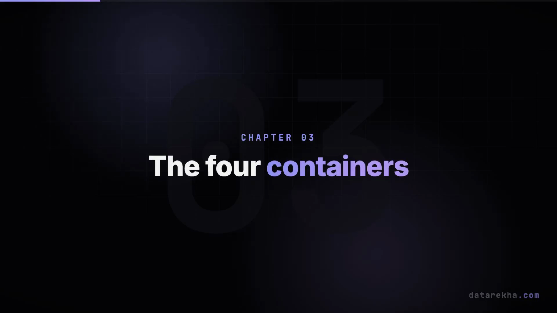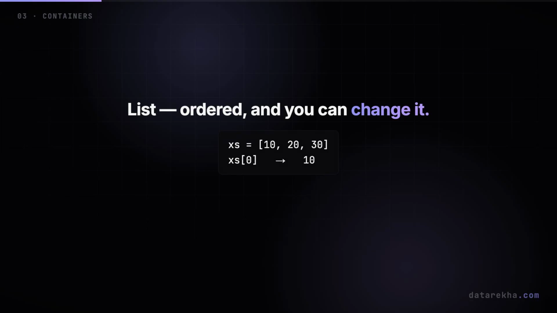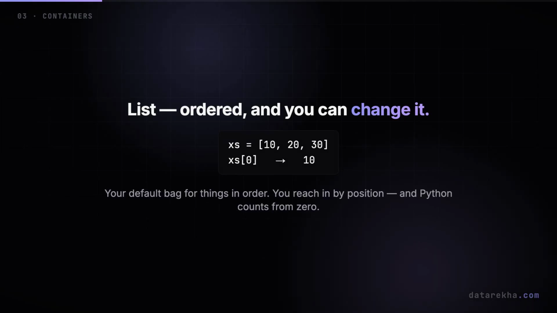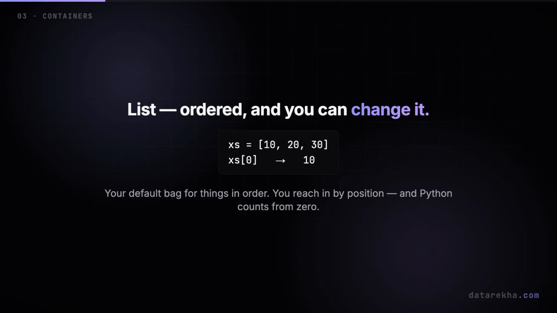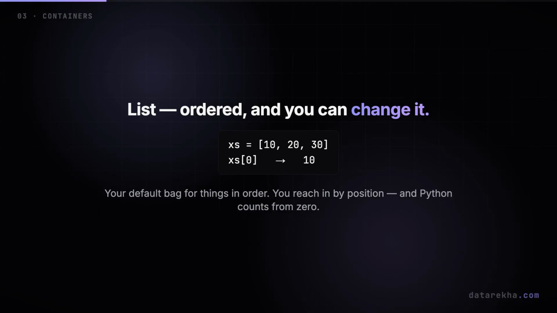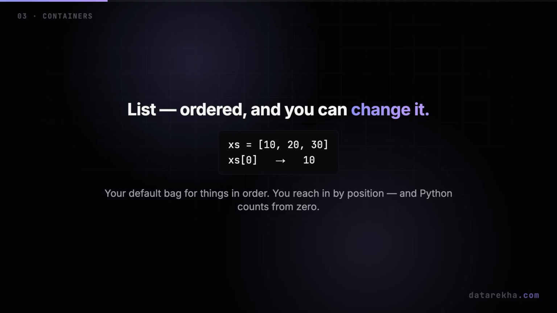Chapter 3. The 4 containers. Most of your data lives in containers, and there are 4 worth knowing cold. The first is the list, an ordered, numbered sequence you can change freely. Square brackets, items in a row. You reach in by position, and Python counts from 0. So the first item is index 0.